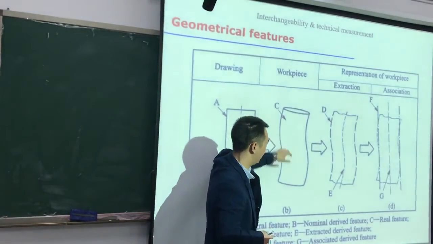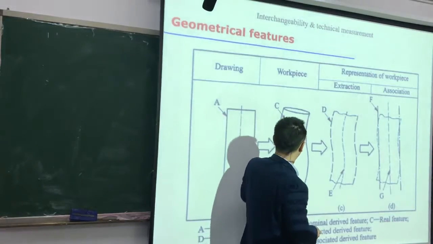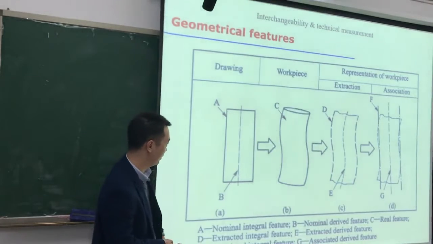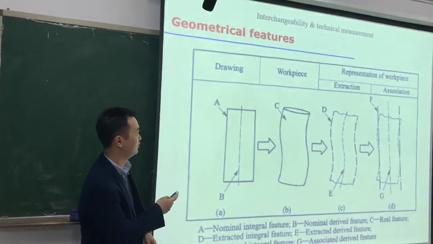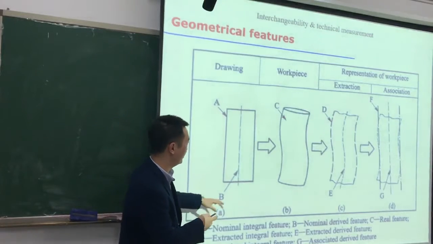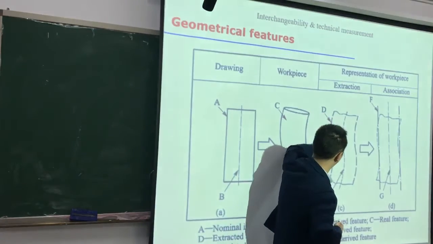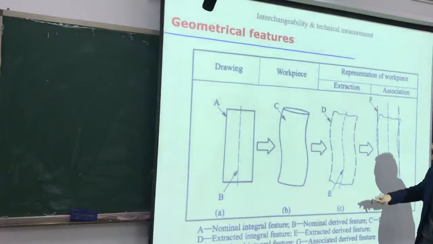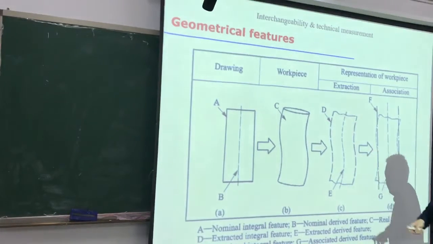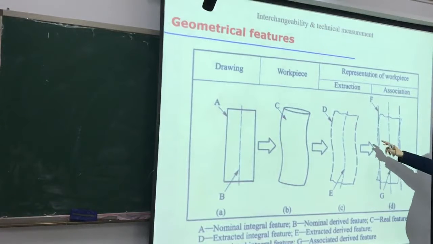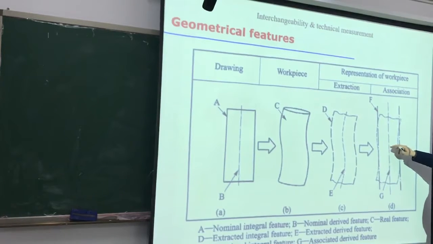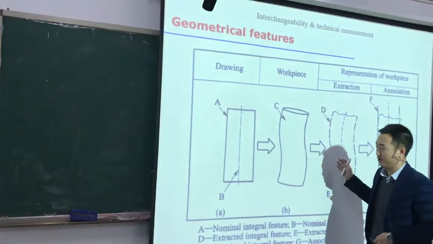It's the real one. For the real one, we got the real feature. And according to the workpiece, we can draw its extracted integral feature and the extracted derived feature. And based on the extracted integral feature and the derived feature, we can get the associated integral feature and associated derived feature. It's just to give you an impression.